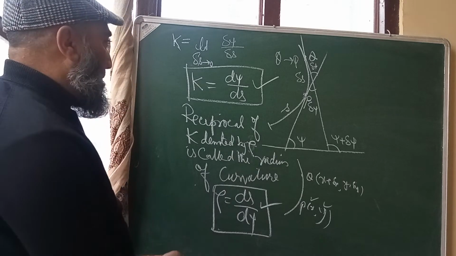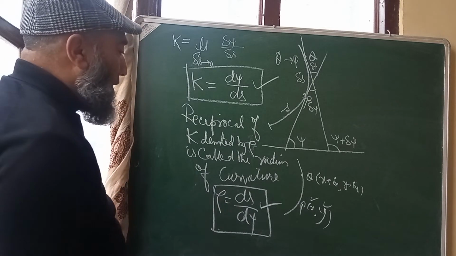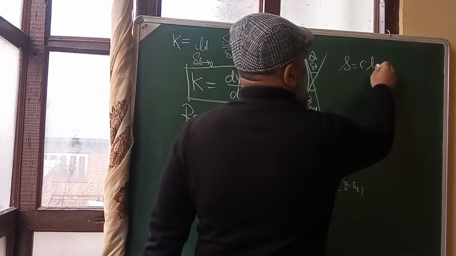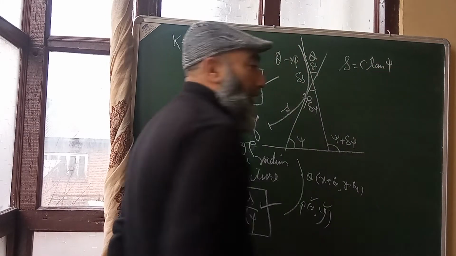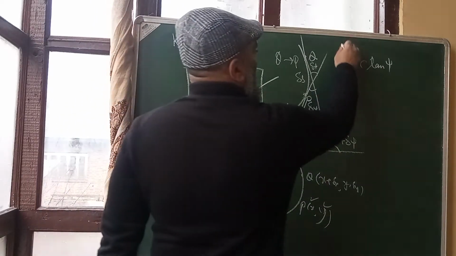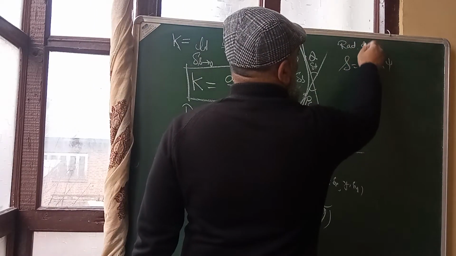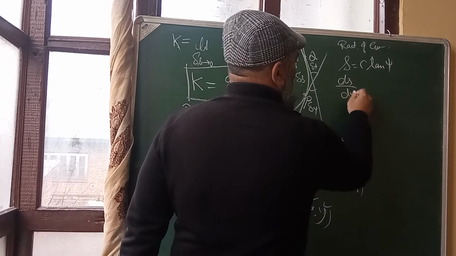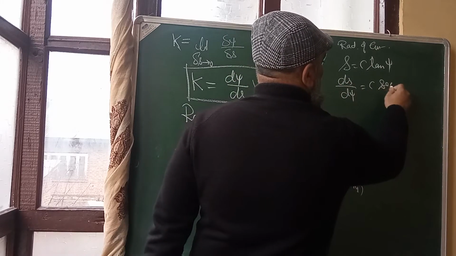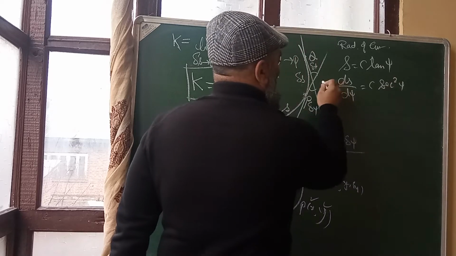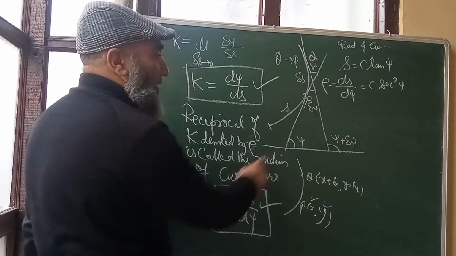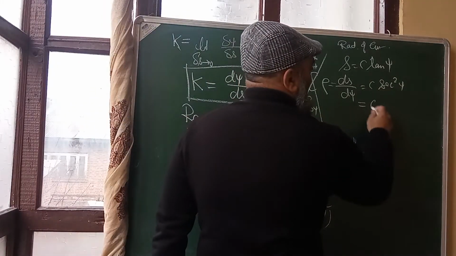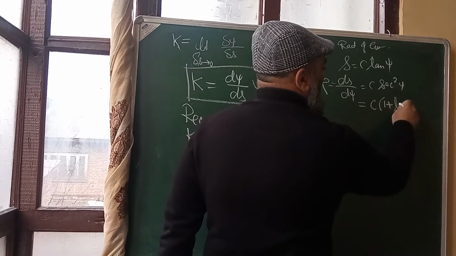Fine? Okay. For example, if I have a question, say S is equal to C tan psi, what is the radius of curvature? The radius of curvature rho is ds by d psi, which is C sec square psi. Or if you want to elaborate it further, secant square is 1 plus tan square psi.